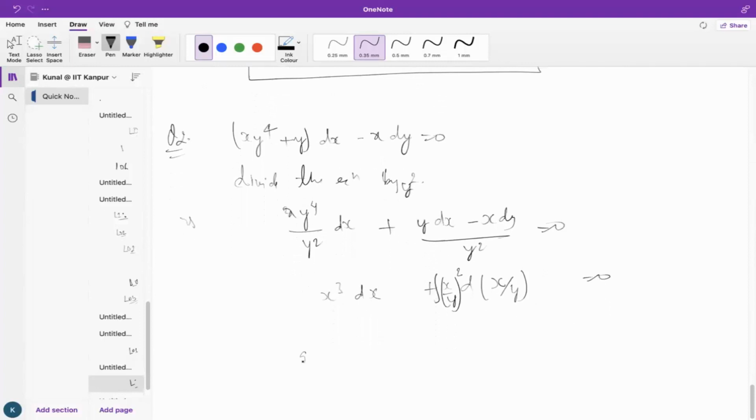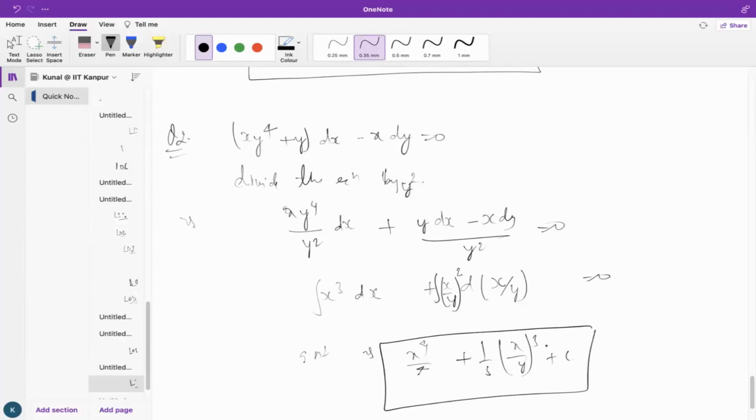So now we have to integrate this. What is the integration of both? We'll get x to the power 4 by 4 plus x by y into 1 by 3 and plus some constant. So you have to learn this transition, how we came from here to here. We divided by y square first. So we will get x y square dx plus, this is the clear term, d of x by y.